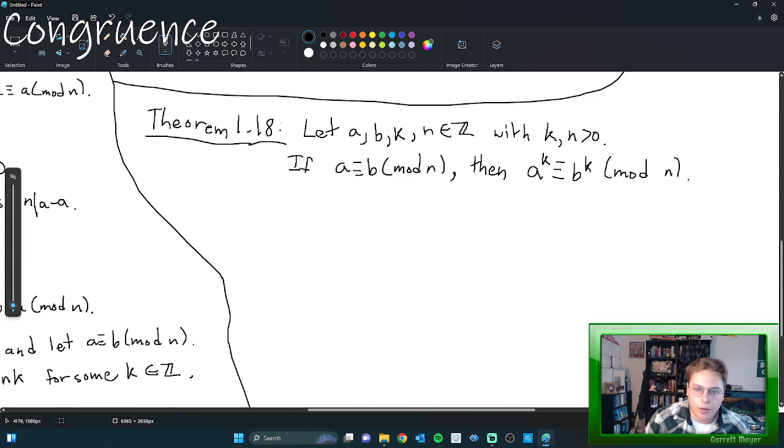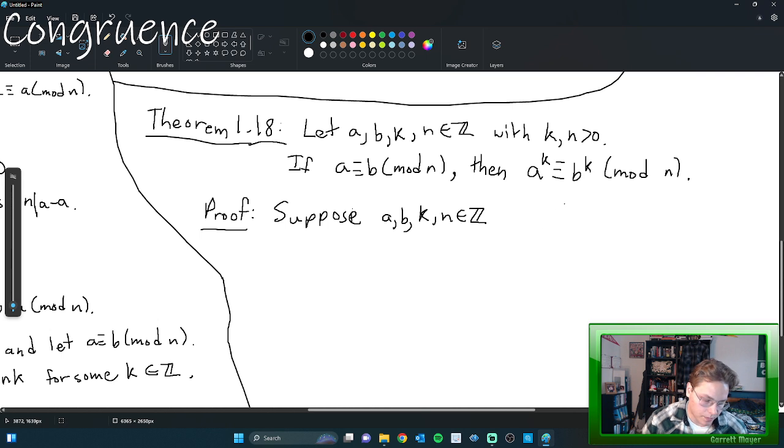Now, if you don't remember proof by mathematical induction, I would encourage you to go back to my introduction to proof video, and we can look over that again just to refresh yourself. But the proof here, we're going to go through and prove. Well, we're going to start basically by supposing A, B, K, and N are all integers with K and N greater than 0, and A is congruent to B mod N.